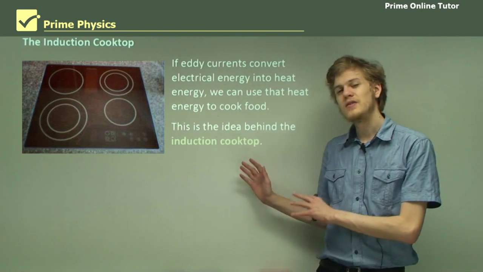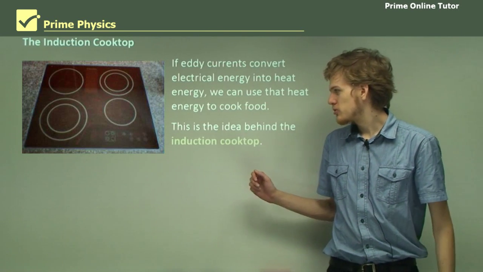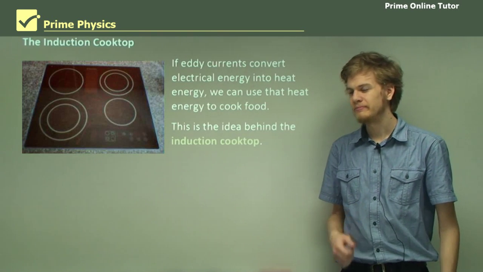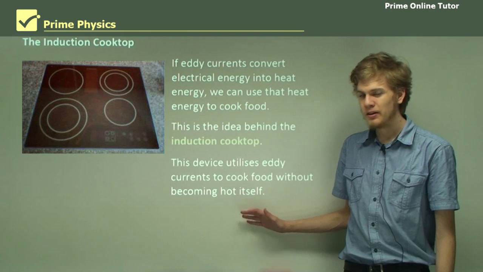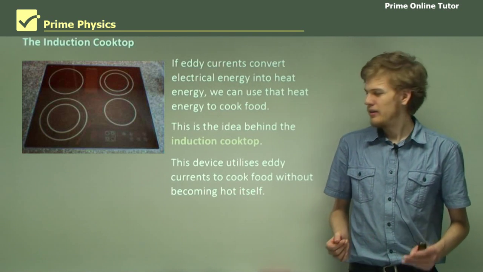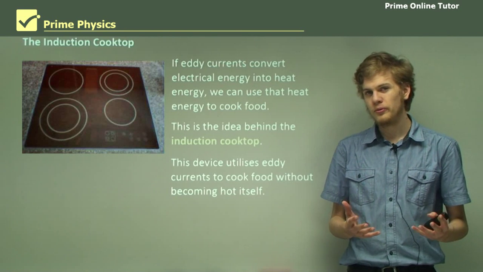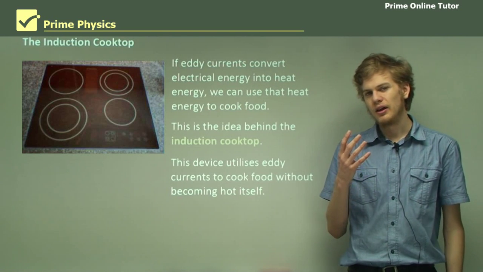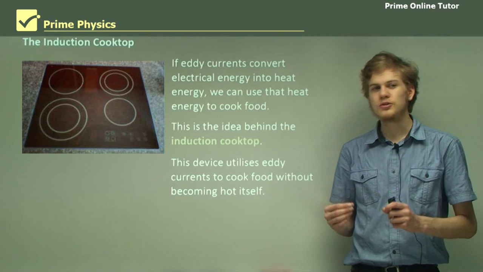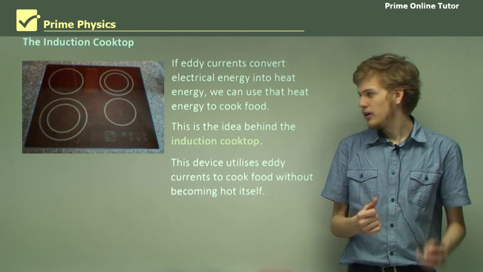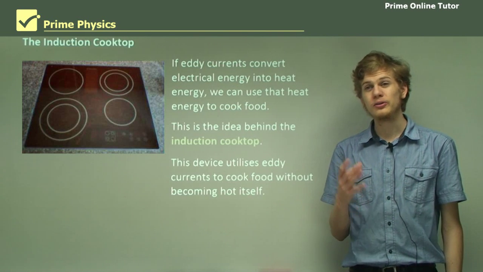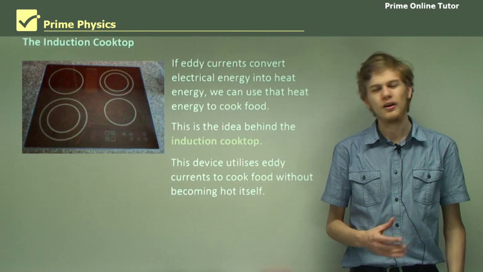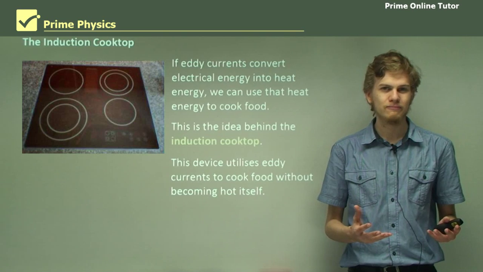This is the idea behind the induction cooktop, which looks something like what we can see on the left. This device utilizes eddy currents to create heat energy that can cook food. But because it uses eddy currents, all it needs to do is produce a changing magnetic field. So the cooktop itself doesn't actually get hot. Only the metal container that holds the food becomes hot enough to cook the food.